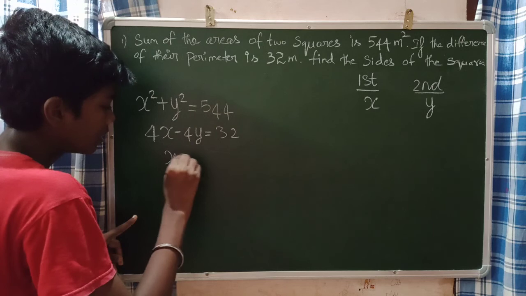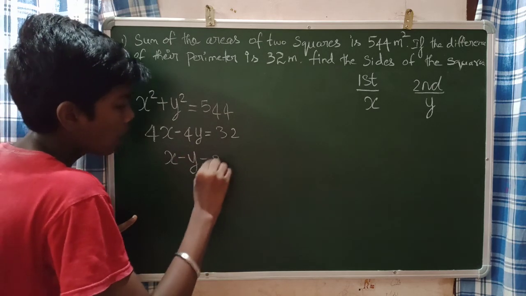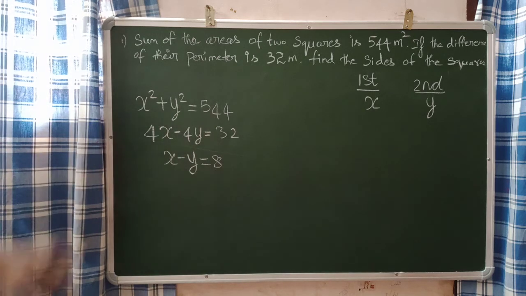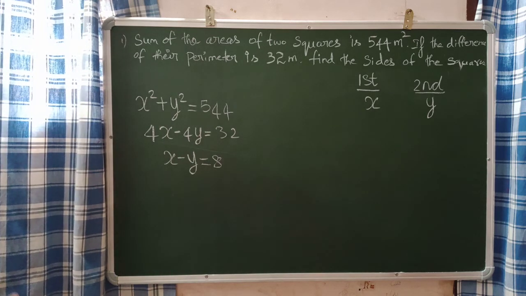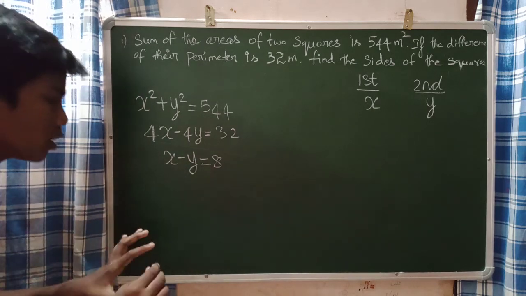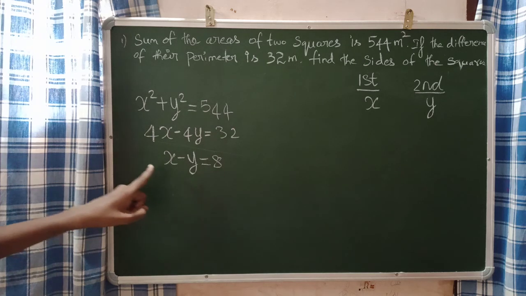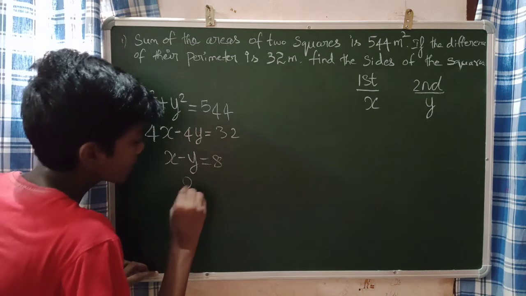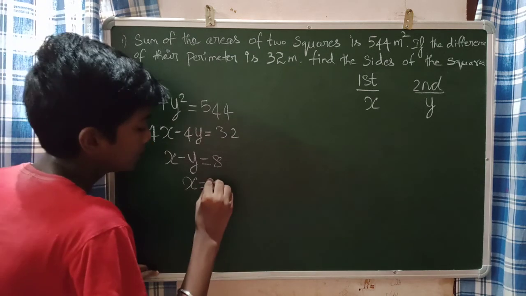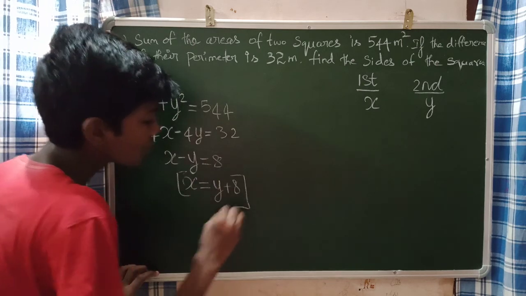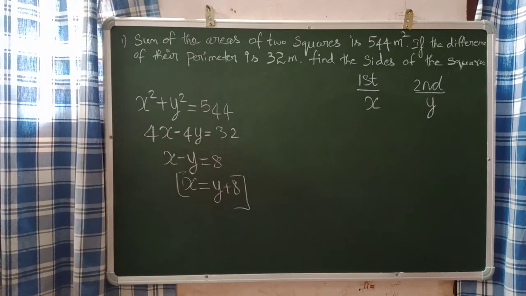Then I would say that x minus y is equal to 8. How? Just by taking 4 common. When I take 4 common, I get 4 into x minus y is equal to 32. So x minus y will be 32 by 4, that is 8. So I got x minus y is equal to 8. If x minus y is equal to 8, then I can say that x is equal to y plus 8. Now I got the value of x in terms of y.